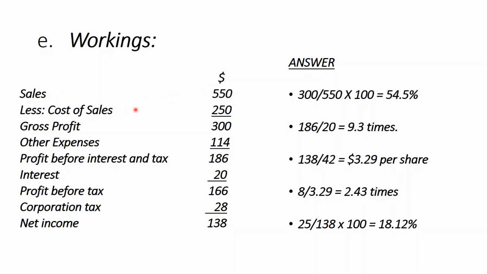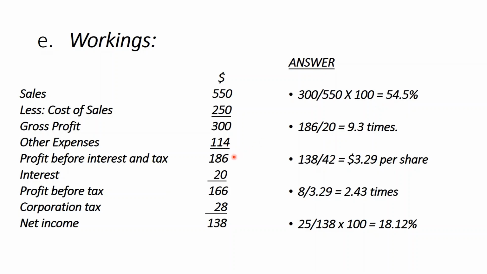Sales, less the cost of sales, gives us the gross profit. This was missing. Then minus the other expenses, we get profit before interest and tax. This also is missing. The interest is 20, and the profit before tax is 166. This was also missing. Corporation tax 28, net income 138. Then we go into the calculations. The gross profit percentage would be 300 over the 550, and we multiply it by 100, we get 54.5%.